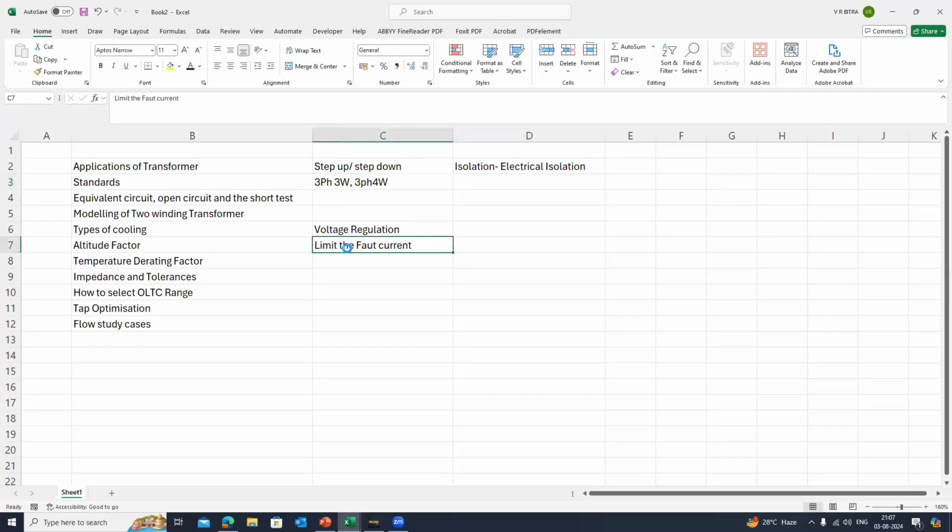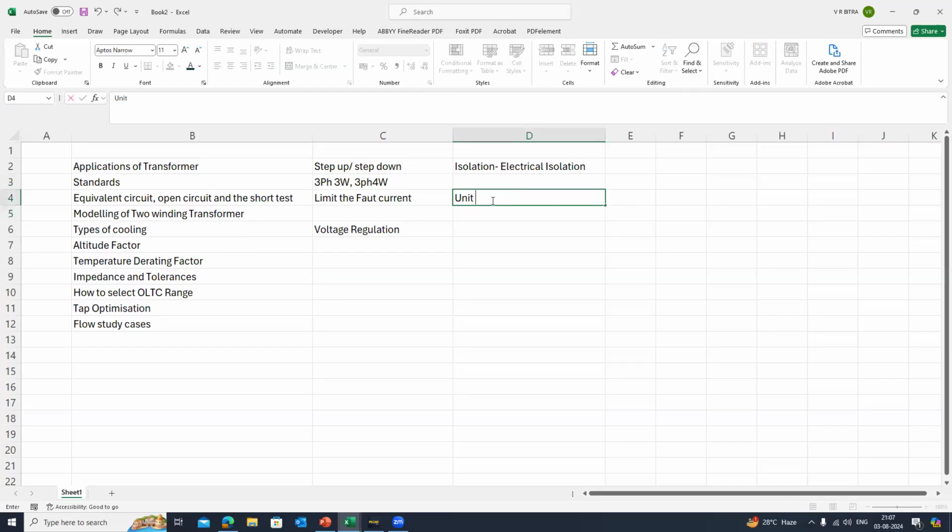Next one is to limit the short circuit or to limit the fault current. Needless to say, using the transformer impedance, it helps to limit the short circuit current as well, right? Typical examples are the unit transformer and the lighting transformers. So these are all the typical examples of the transformers which we will use to limit the short circuit current. Okay.